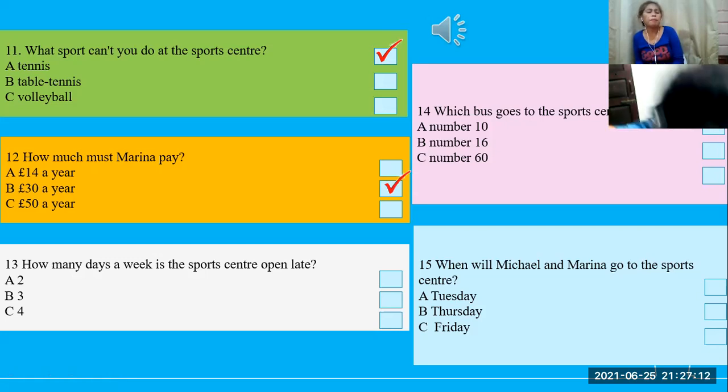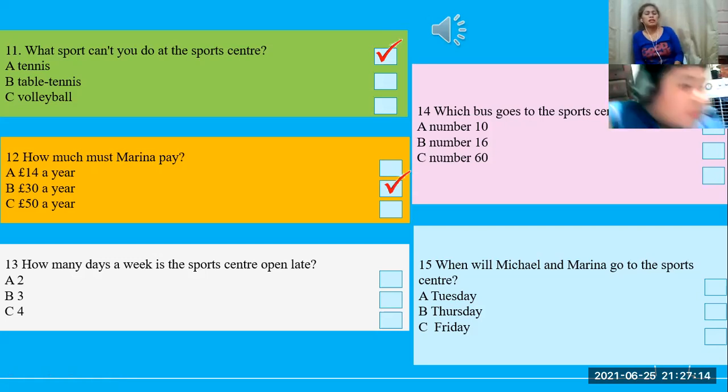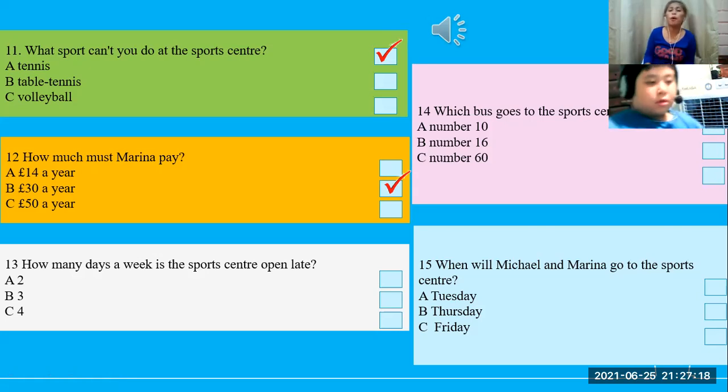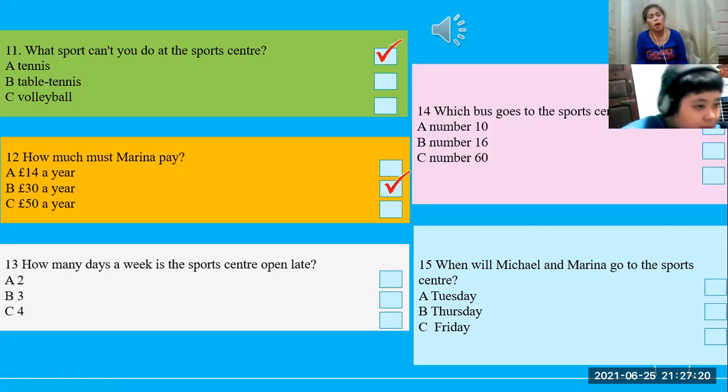Now, how about 13? How many days a week is the sports center open late? B. Letter B. Okay, it's letter B. Three times a week.